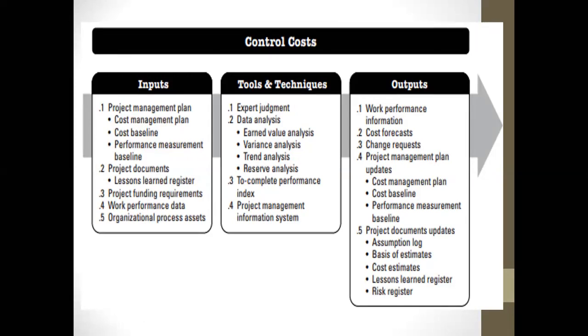Then on the tools and techniques, we have expert judgment and data analysis. Under data analysis, we have earned value analysis, variance analysis, trend analysis, and reserve analysis. Then on 3, we have the to-complete performance index. Then on 4, we have our project management information system. When we come back in the evening, we'll take the time to explain the components of 2 very well.